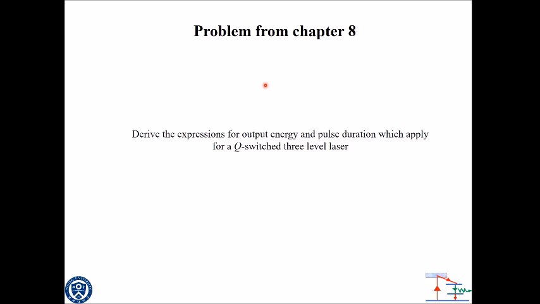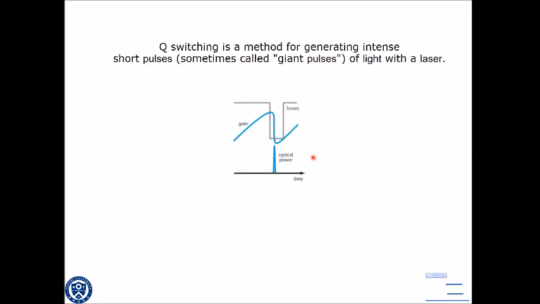Now, from chapter 8, I took the problem where we have to derive the output energy and the pulse duration for a Q-switched 3-level laser. First of all, let us understand what Q switching is. Q switching is a method for generating intense short pulses of light with the help of a laser.